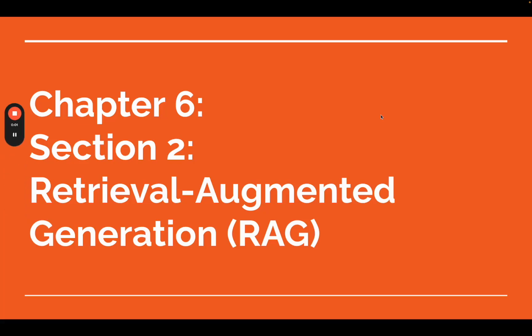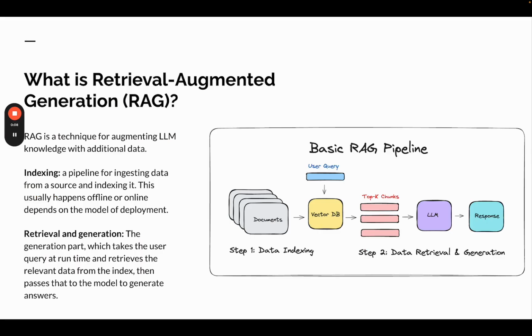Okay, so let's move on to the next section, section 2, Retrieval Augmented Generation, RAG. So what exactly is RAG? We talked about RAG in the earlier session in the domain annotation part.